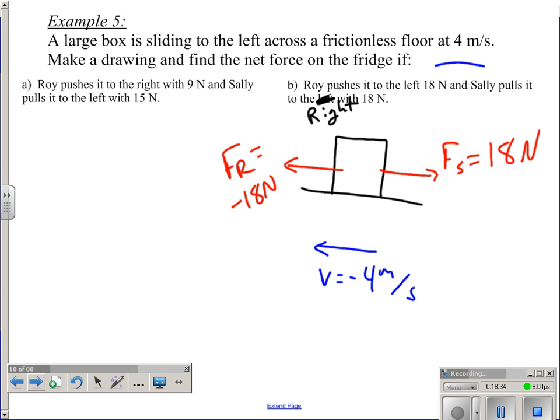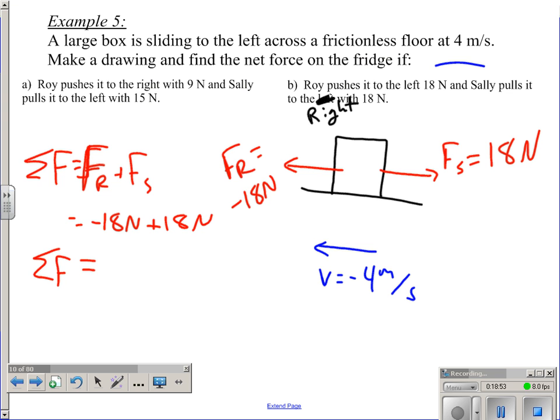What are those two forces going to do to each other? They completely cancel each other out, don't they? Right? So the idea is our net force is force of Roy plus force of Sally. So you get -18 newtons plus 18 newtons, and you get a net force of 0. This is exactly the same as if nobody was pushing the box at all.